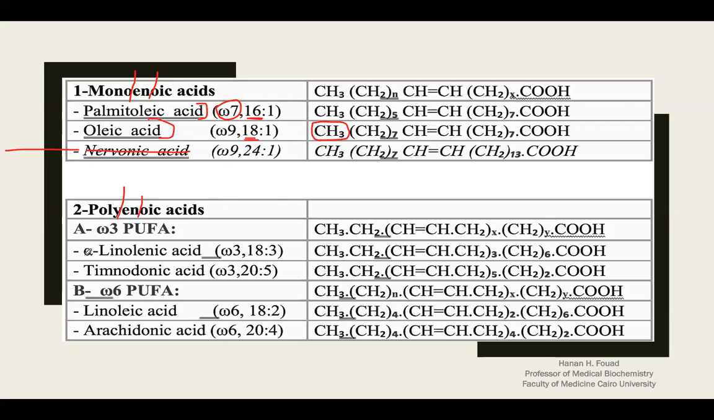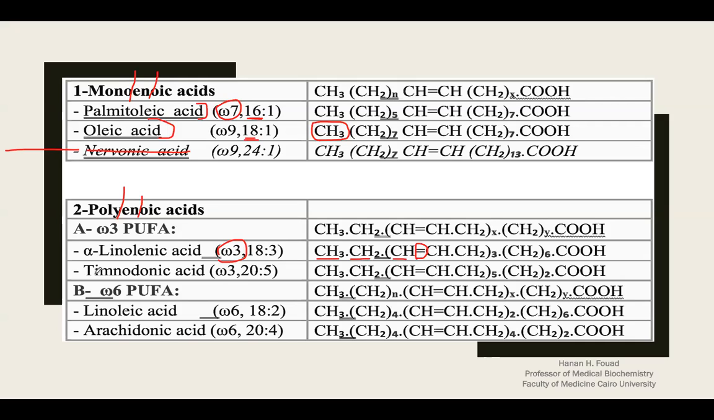You have to study alpha-linolenic and timnodonic. Alpha-linolenic, omega-3. What's the meaning of omega-3? If you look here, this is a methyl group, carbon number 1, omega-1. This is carbon number 2, omega-2. This is carbon number 3. The double bond is here between carbon number 3 and carbon number 4.